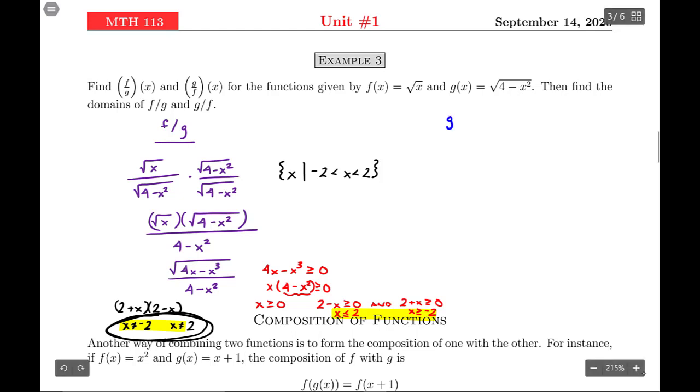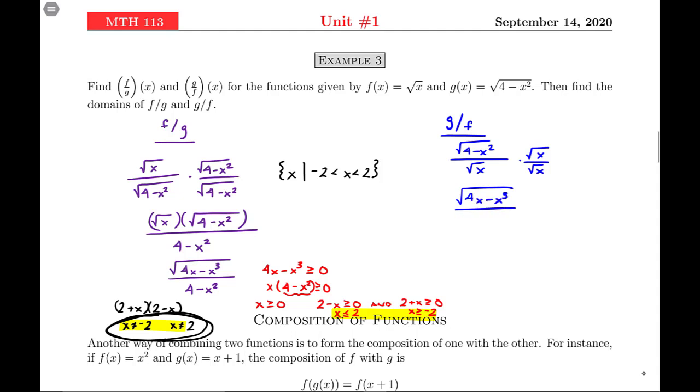The next function that we want to evaluate is g over f. And g over f is just going to be the reciprocal of what we started out with in the first part of this example. And again, we're going to rationalize the denominator. And what we end up with is, so looking at this, now we can see the denominator obviously cannot be 0, so x cannot be equal to 0.